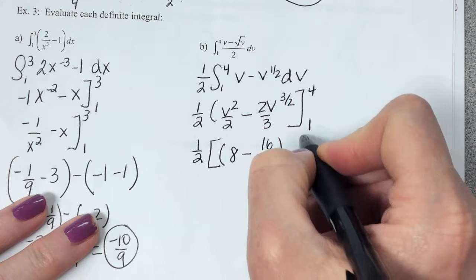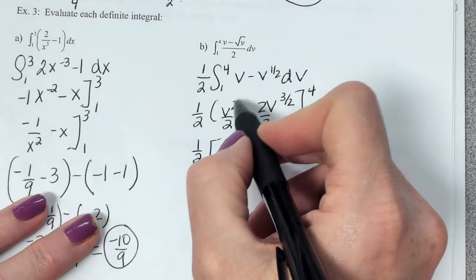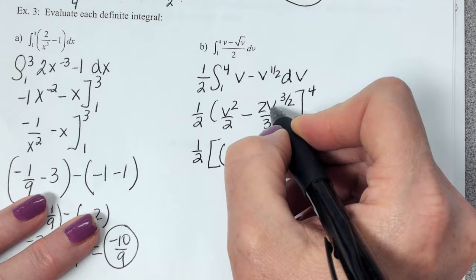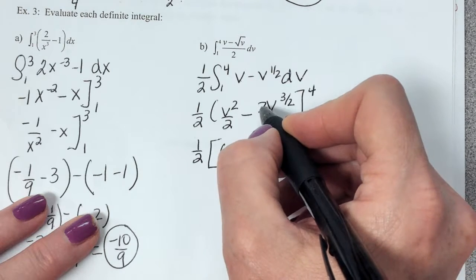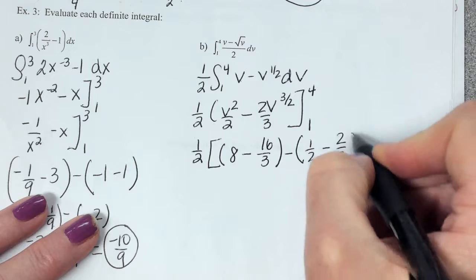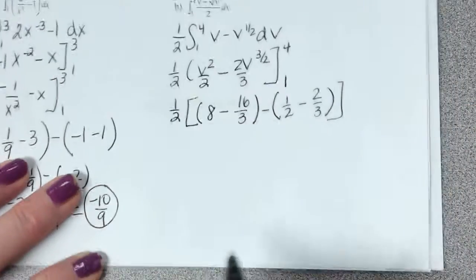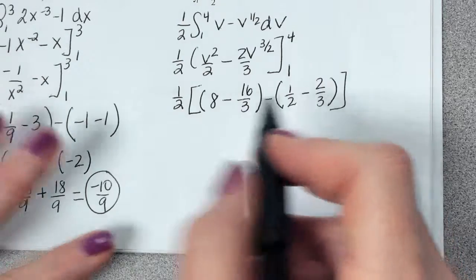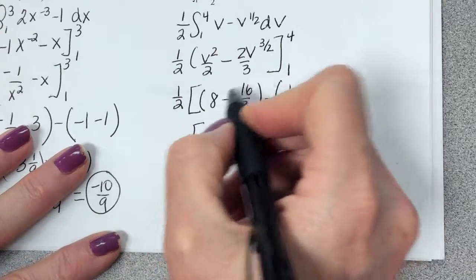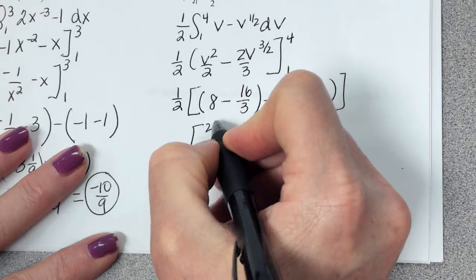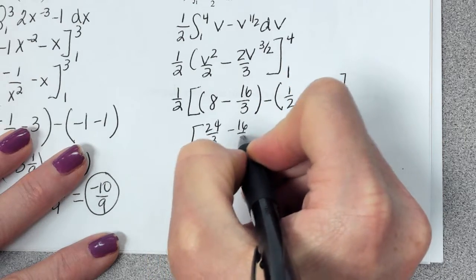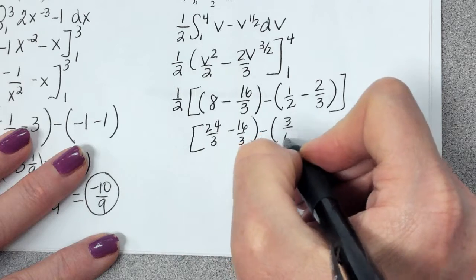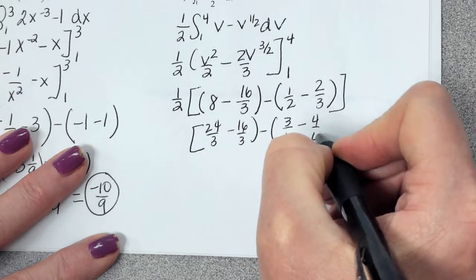Then I have to do minus what I get when I plug in 1. 1 squared is 1 over 2. This is the square root of 1, that's 1. Cubed is 1, times 2 is 2, so 2/3. So you can get out a calculator now if you want to. I don't care, but I'm just going to do without. So this is going to be 24/3 minus 16/3. This I'm going to get a common denominator for, 3/6 minus 4/6.